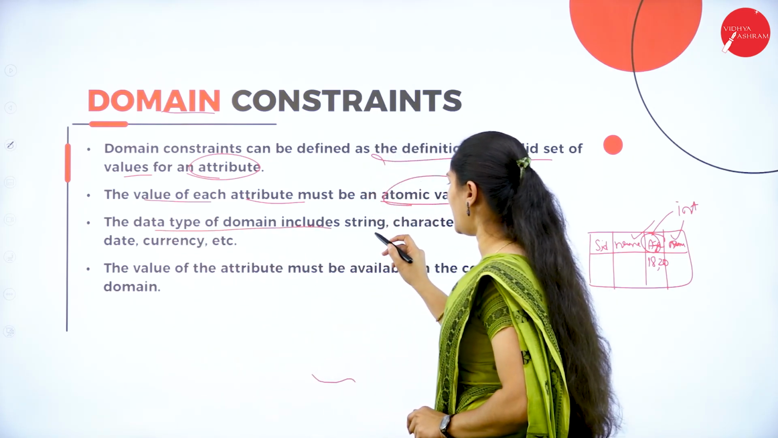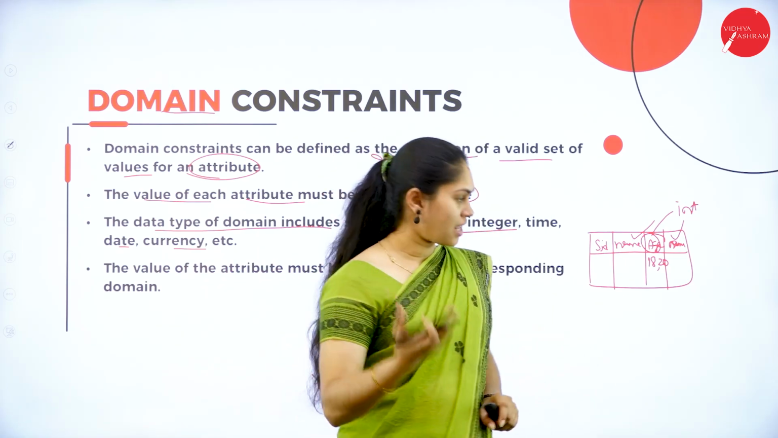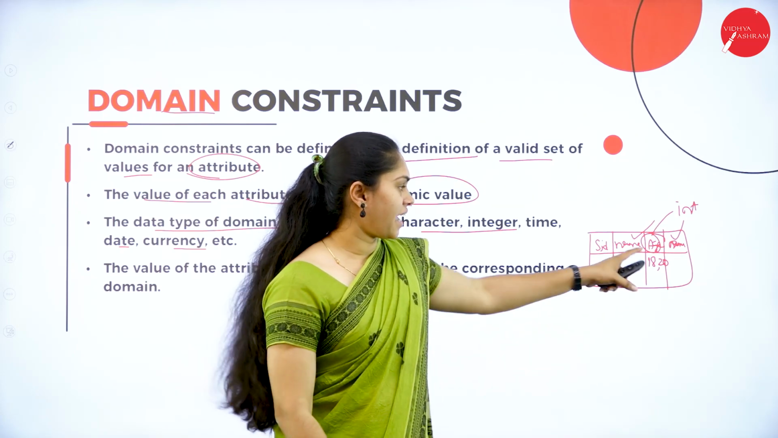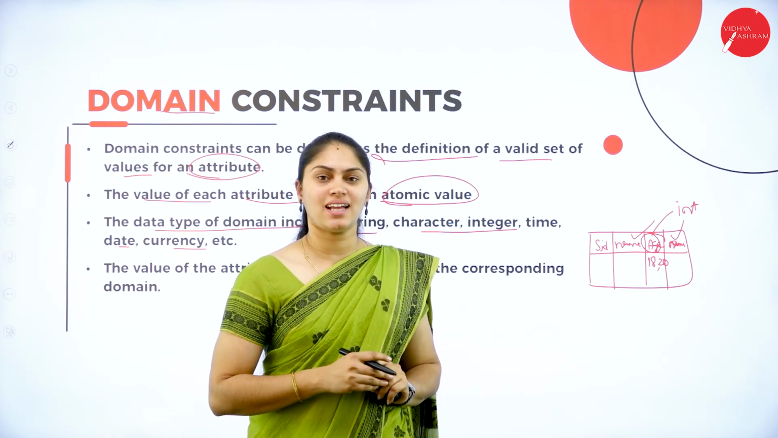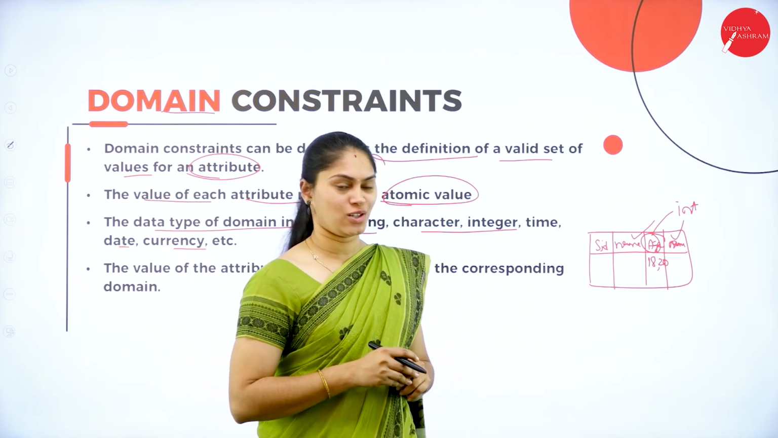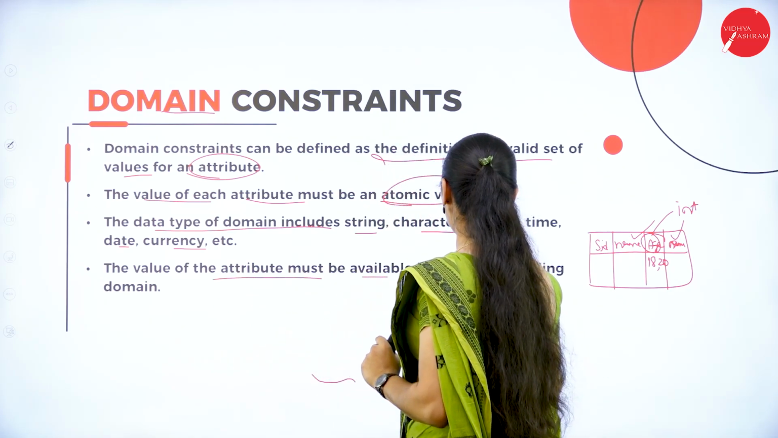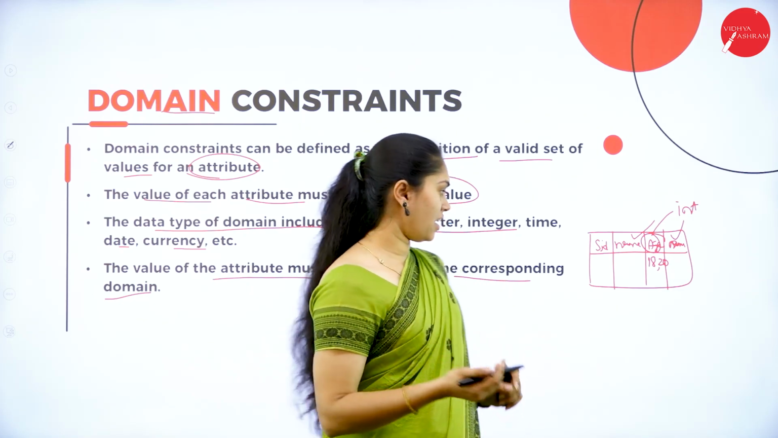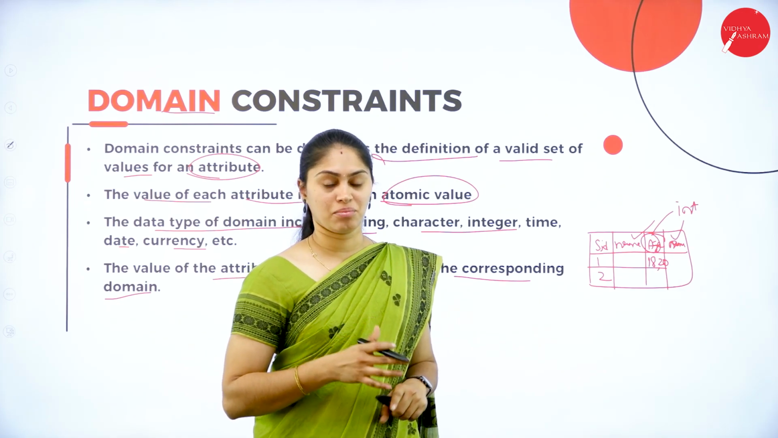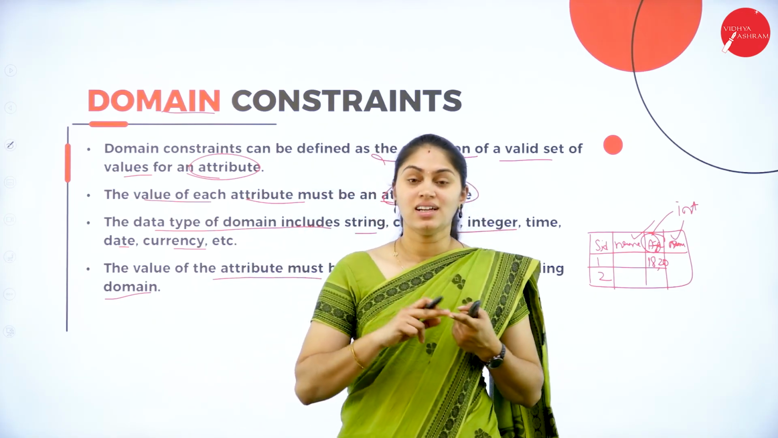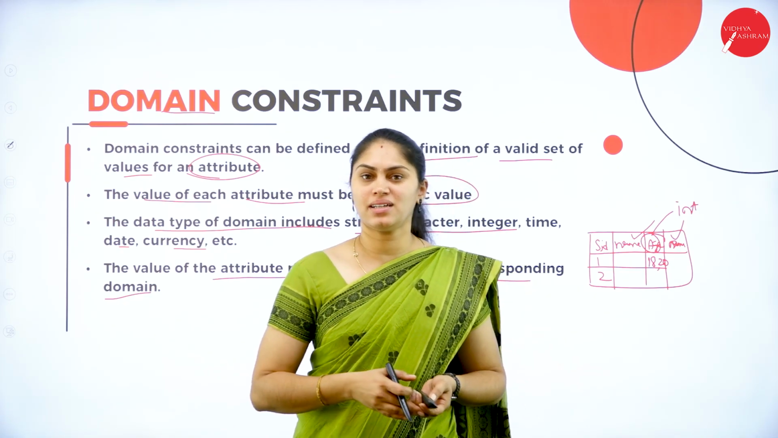The data types of a domain include string, character, integer, time, date, and currency. As I told earlier, if I consider age as an integer data type, then it has to accept only integer values. Other than that, it should not accept any kind of values. That is what you need to remember, so that the value of an attribute must be available in the corresponding domain. If I say student ID, that should be associated with this student ID attribute. What do you mean by this domain constraint? The data type should be considered and it should be an atomic value. It should not be multiple values.